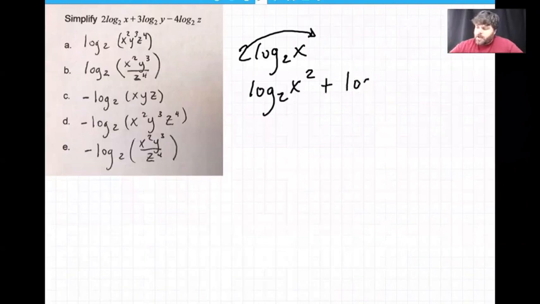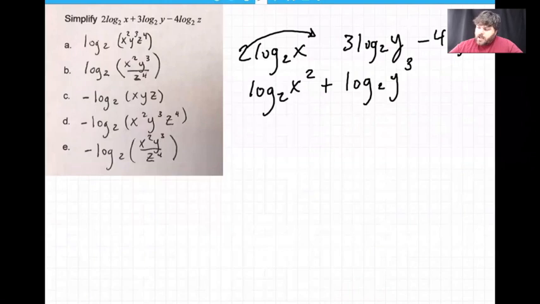Plus, and then I would take my 3 log base 2 of y, and I would call that log base 2 of y to the 3rd power. Okay, I'm moving these up into the exponent. Then I have minus 4 log base 2 of z, and I would call this minus log base 2 of z to the 4th. Move that exponent up. That's all we did the first thing.